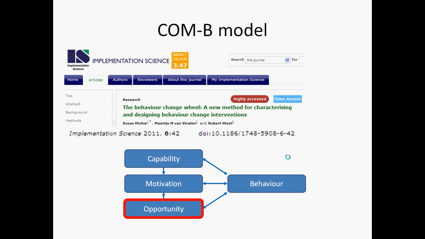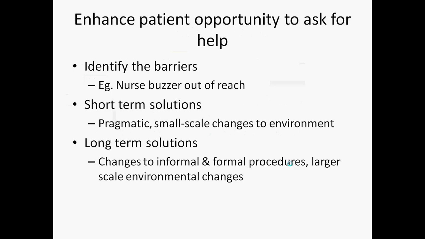Another factor with the COM-B model that we can consider is providing opportunity for patients to ask for help. Some patients have reduced capacity to deal with the hospital environment, and the way we set the environment up for patients may not be conducive to giving them opportunity to ask for help. We leave buzzers out of reach of patients.